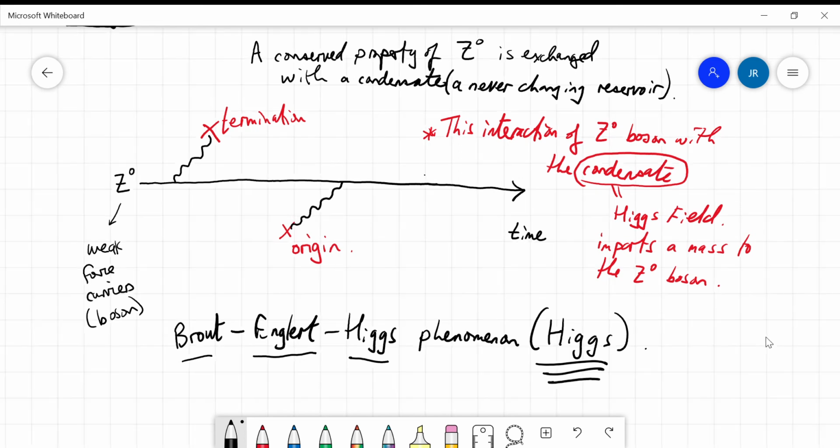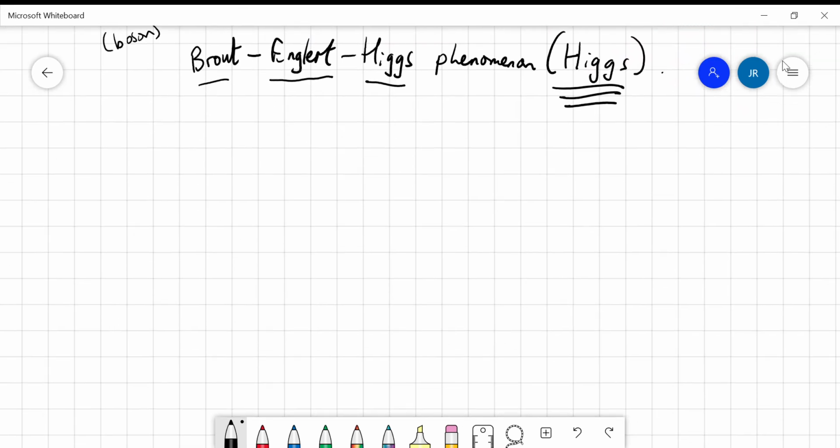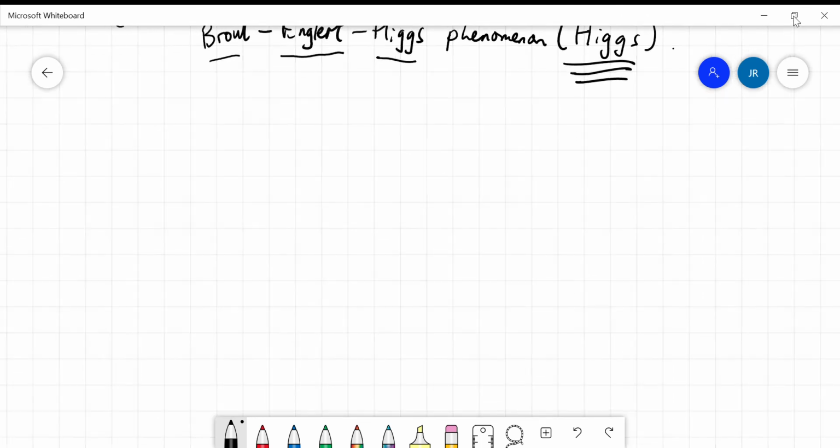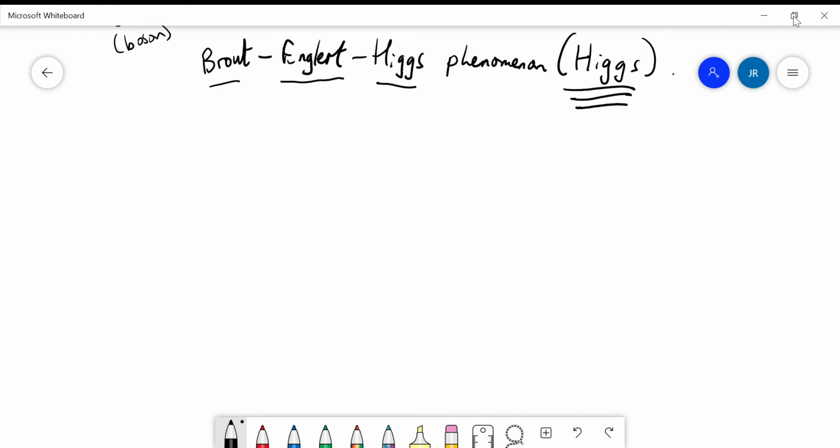Okay, let's scroll down. So this is theory, and it was theorized, I believe, I could be wrong, I haven't researched the date, but I think it was somewhere in the 1960s. And it wasn't discovered until 2012, and we'll look at that in a second. So let's just comment on the Higgs field versus the Higgs boson.